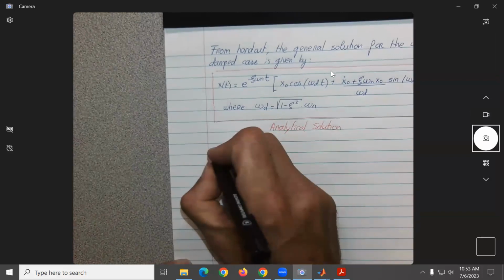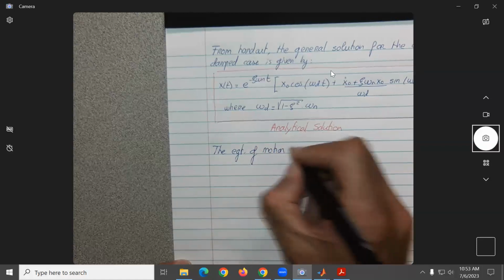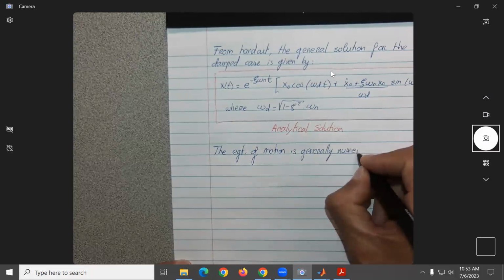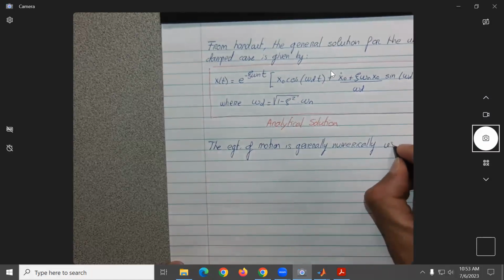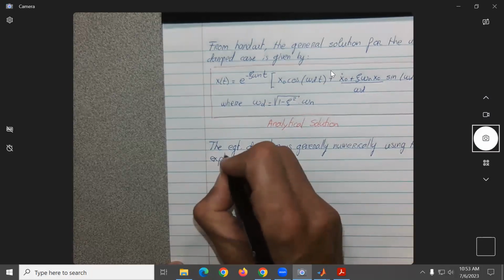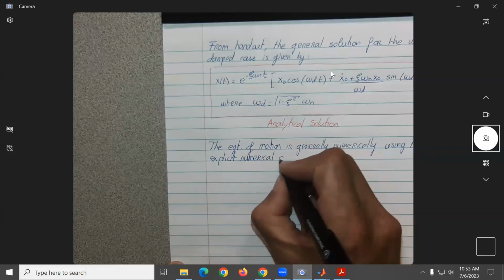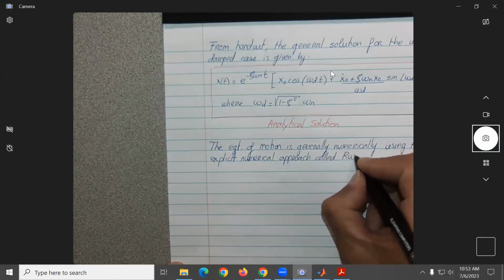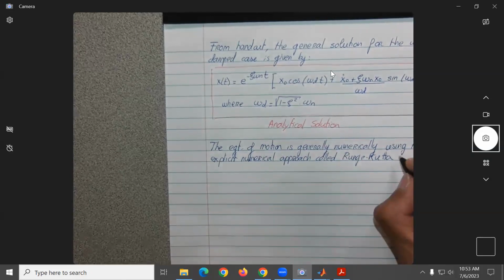So let's say the equation of motion is generally solved numerically using the explicit numerical approach called the Runge-Kutta method.